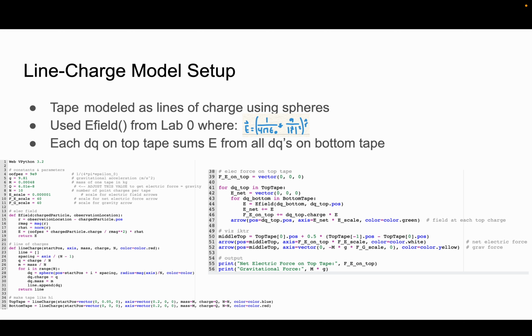So to improve realism, I modeled each tape as a line of charges. I used the electric field function from Lab 0 to compute the field at each segment of the top tape from all segments of the bottom tape. And here you can see my GlowScript code that I used.